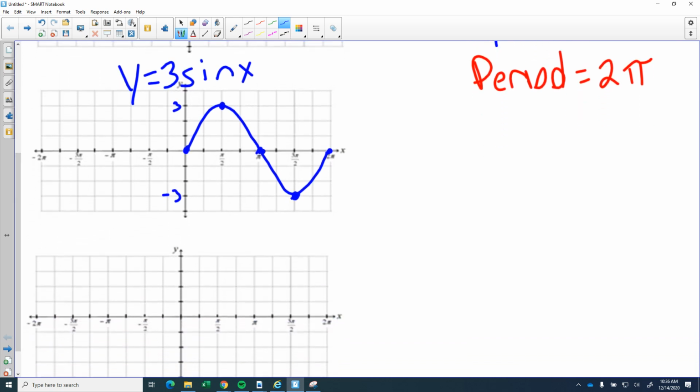So for the last one, let's put it all together. Now we have y equals 3 sine of x minus 1.